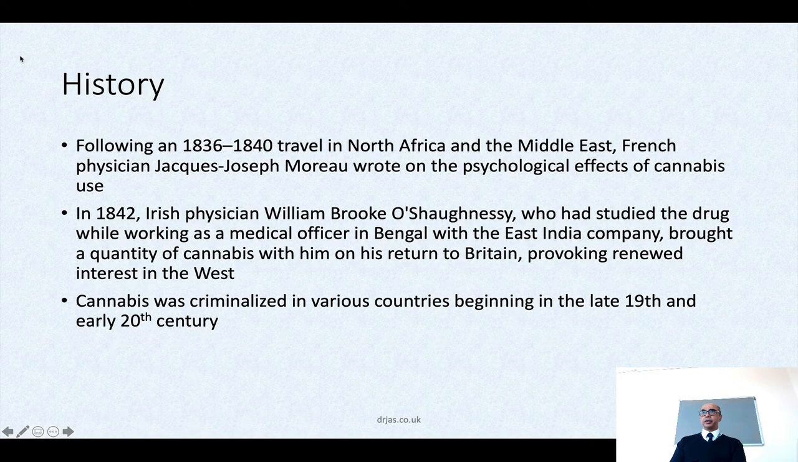So a little bit of history here. Cannabis came to Europe and to Western Europe in the 1800s, and it was not until the early 20th century that it became illegal.